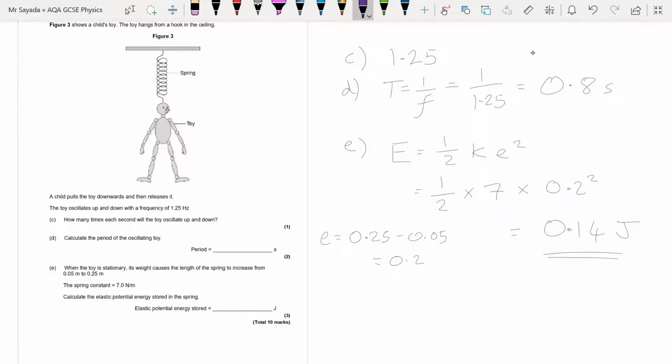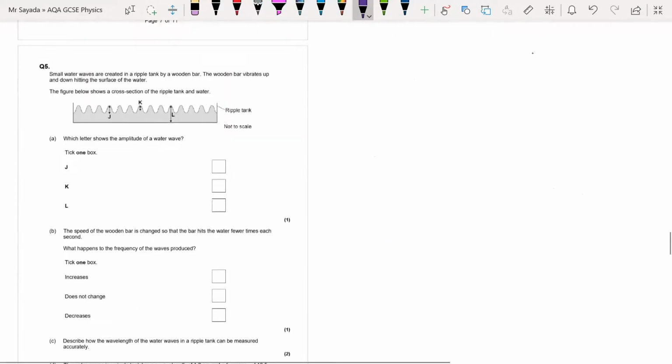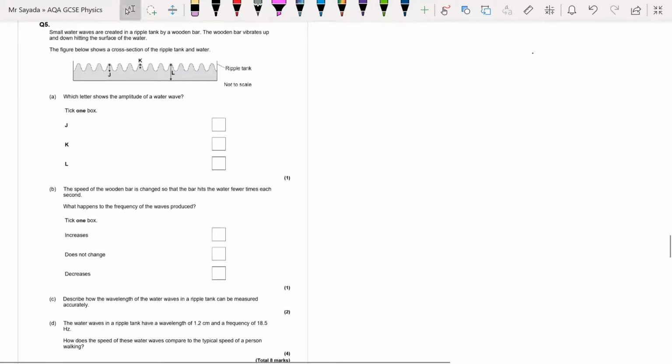Pause the video to mark and correct your answer. Press play once you've done that. You should have now marked and corrected your answer. Pause the video to do this question. Press play once you've done that. You should have now done this question.